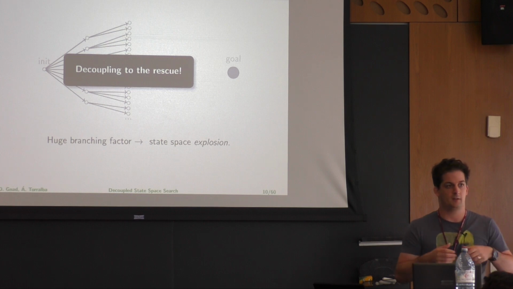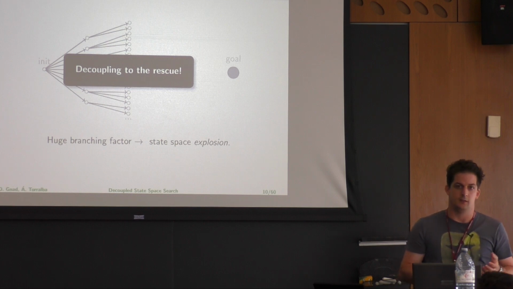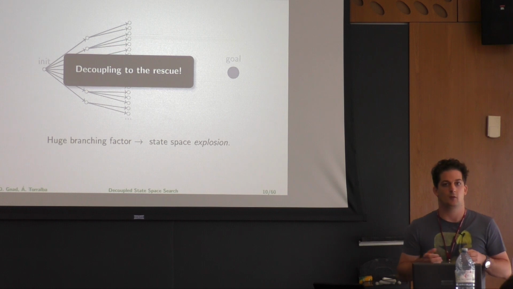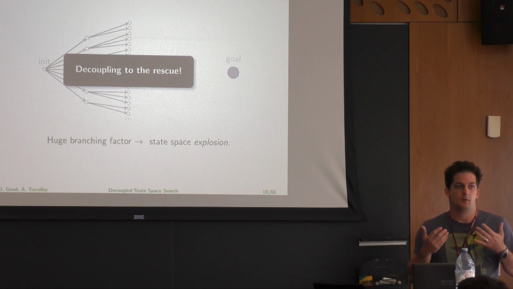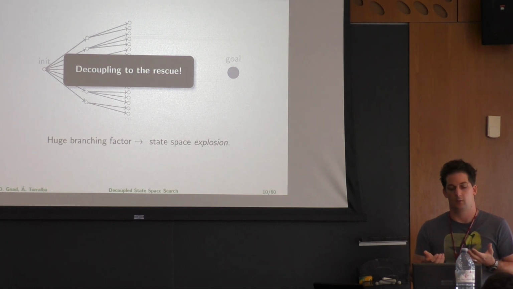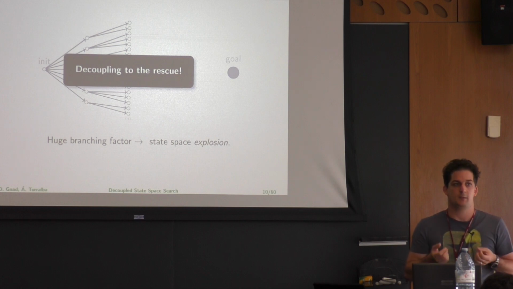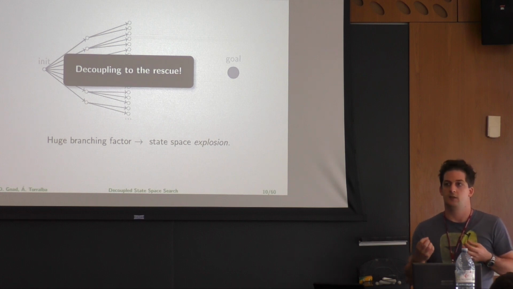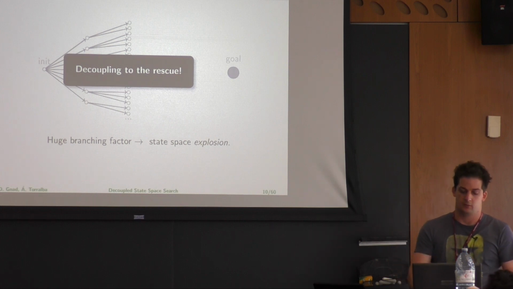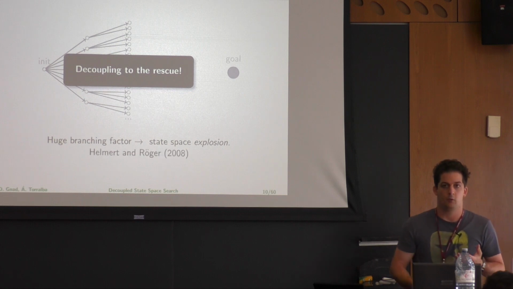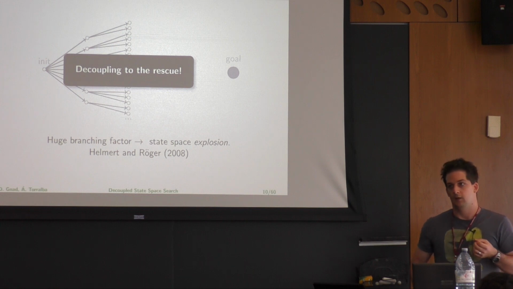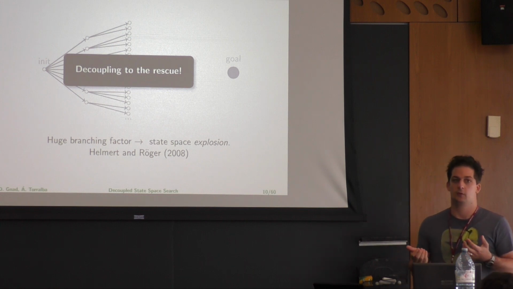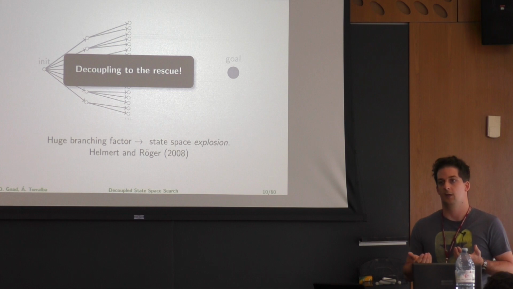Due to huge branching factors or other issues, the state space, or the search space, of a planning problem is exponential, and finding a solution is really a hard problem. Although heuristic search can do quite well, there are some aspects that it just cannot exploit, and this is where decoupling comes into play. One more remark about this is a result from Malte and Gabi, who proved that even with a close to perfect heuristic, your search space can still be exponential.